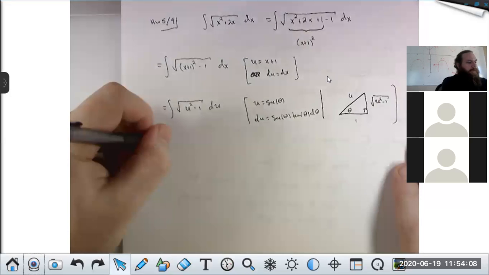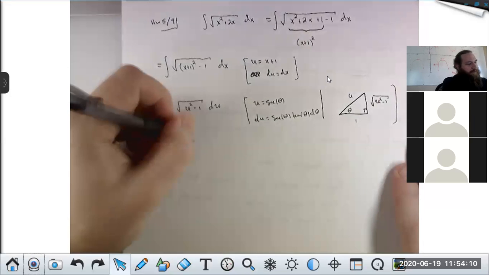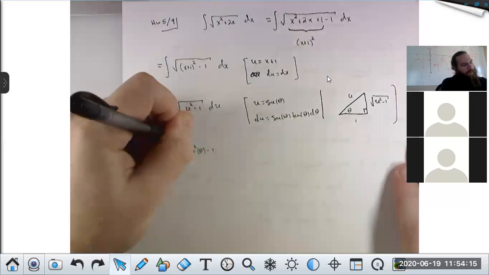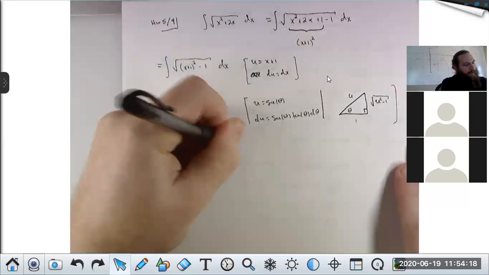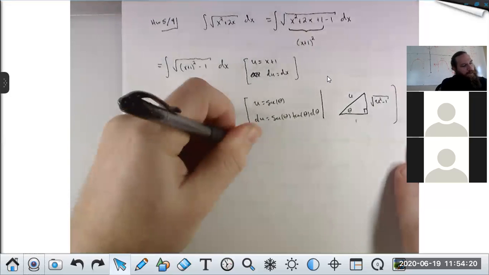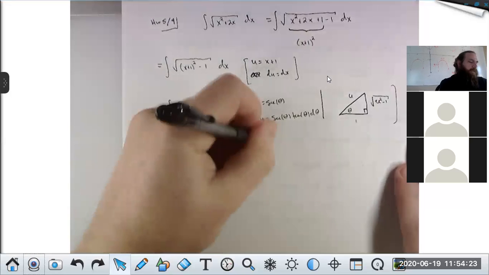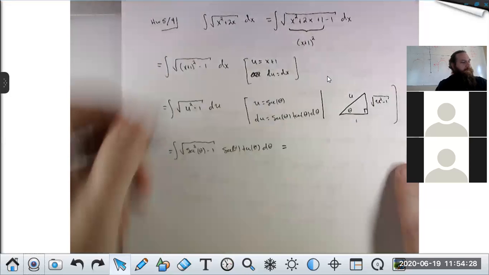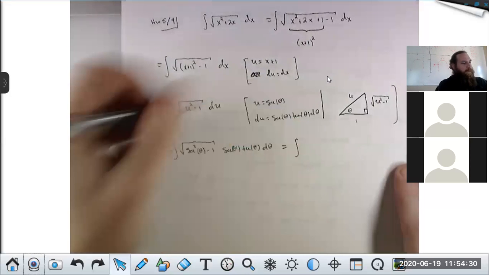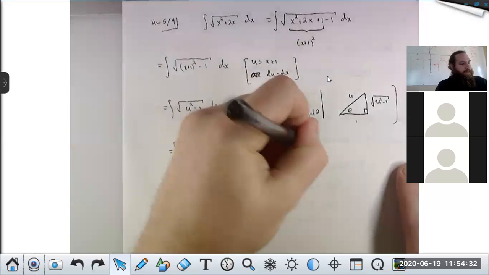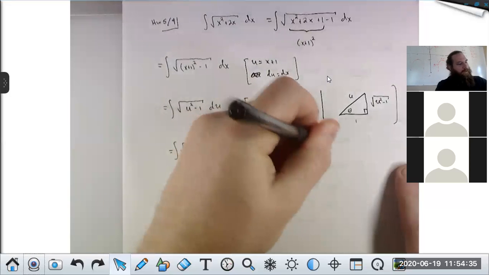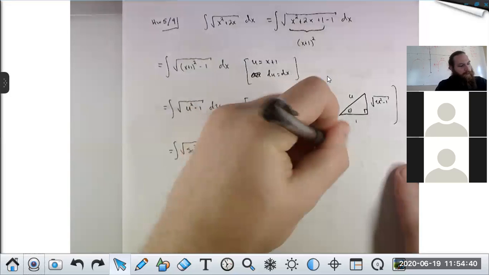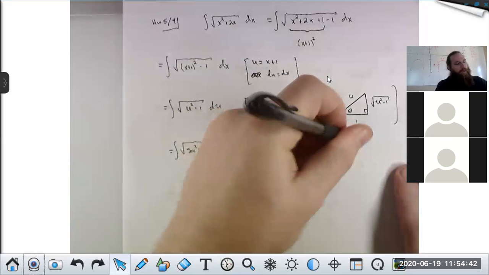And when we plug those things into the integral, we get the square root of secant squared theta minus 1, and then secant theta tangent theta d theta for the differential. Secant squared minus 1 is tangent squared. The square root of tangent squared is tangent. So this is tan theta times secant tangent, which is tan squared theta times secant theta d theta.